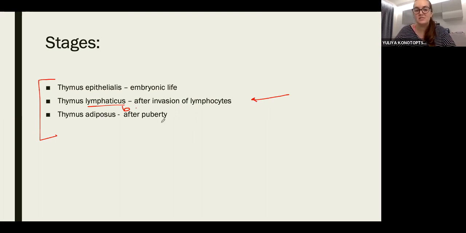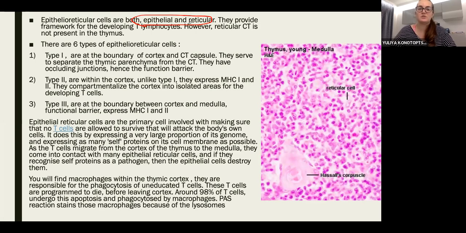When is it completed? Closer to the age of 25. Okay, so that's when it fully turns to a fat pad. And from 25 until you die, even this fat pad disappears. It completely disintegrates. Okay, epithelioreticular cells. There are 6 types of them. Okay, we will talk about them right now.